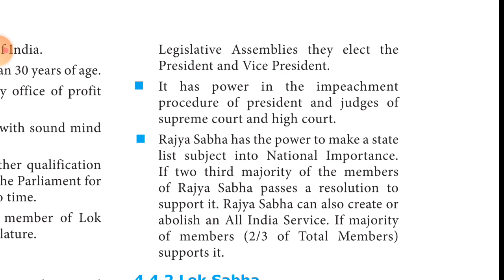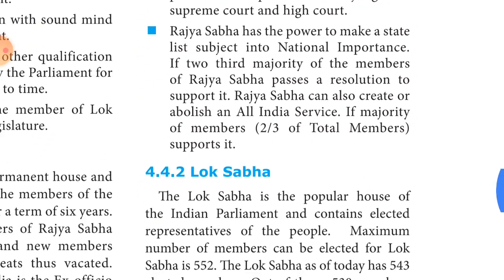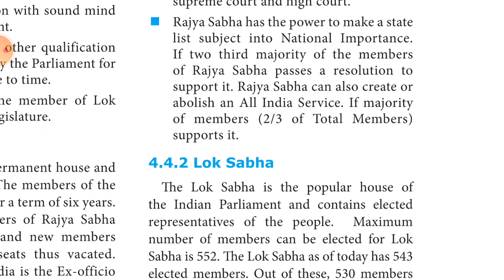The Rajya Sabha can also create or abolish the All India Service, that means AIS. The AIS can also be cancelled by the Rajya Sabha members. Suppose we want to cancel the AIS, they need 2/3 of the members. So this is the Rajya Sabha function. What are the parts of the Parliament? I said there are three parts: President, Lok Sabha, Rajya Sabha. The Rajya Sabha election, term and functions I have explained.